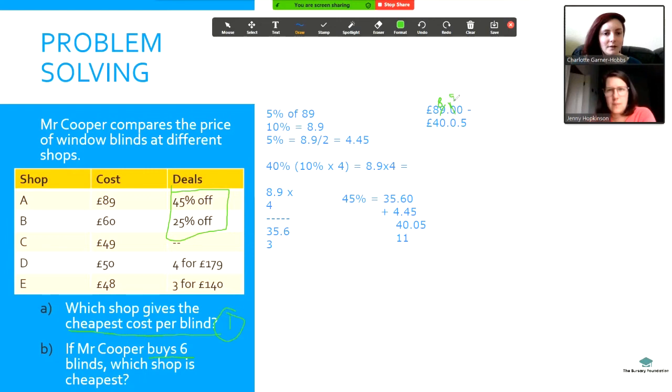Borrow again, it gives me 9. 10 take away 5 is 5. 9 take away 0 is 9. And that actually makes sense because £1 take away 5 pence is going to be 95 pence. 8 take away nothing is 8. And 8 subtract 4 gives me 4. So I know that the cost of every single blind from shop A then is going to be £48 and 95 pence. We got there in the end.